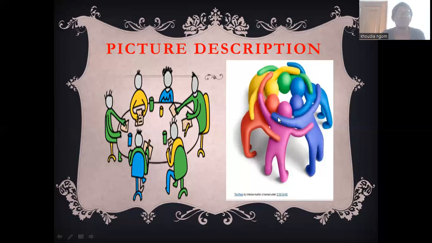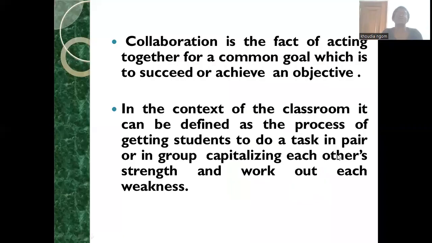So this allows me to jump directly to what collaboration is. When a group of people act together or work together in order to achieve a common goal, or when they have a common objective and work together, this is what we call collaboration.